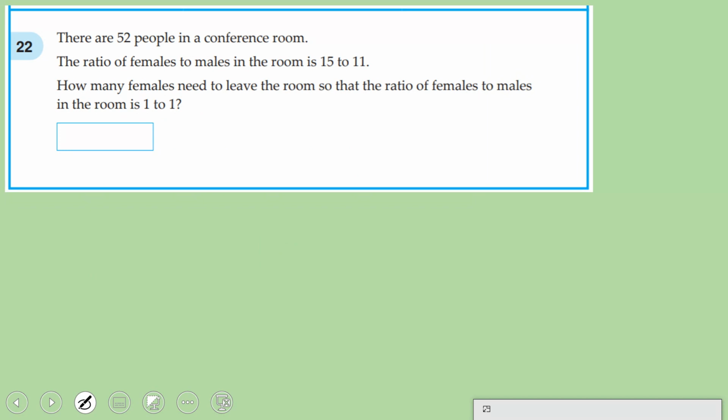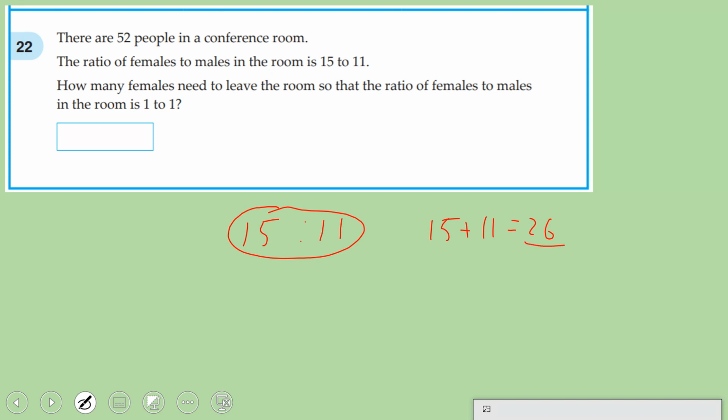There are 52 people in a conference room. The ratio of females to males in the room is 15 to 11. For an important thing, obviously, 15 plus 11 is 26. How many females need to leave the room so that the ratio of females to males in the room is 1 to 1? Now, because I said that 15 plus 11 is 26, it's important because we need to extrapolate, which means make this bigger whilst keeping the ratio identical, up until that total equals 52.